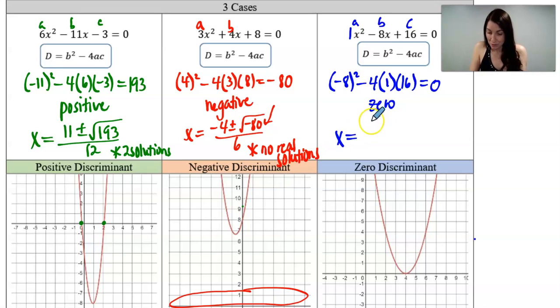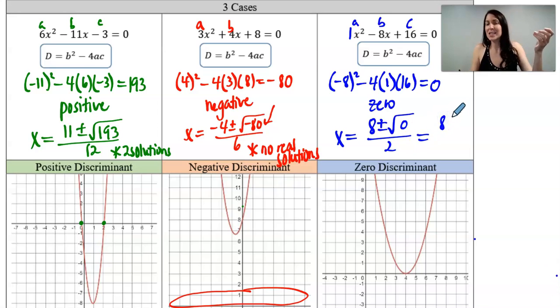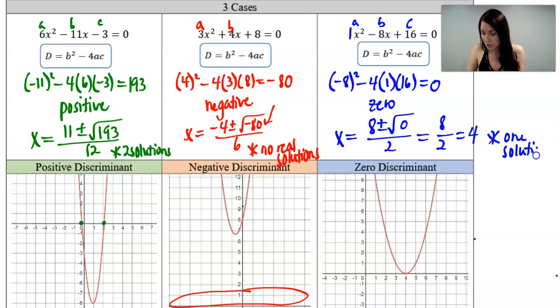Well, we would have x equals opposite of b plus or minus the square root of my discriminant all over 2 times a. Well, the square root of 0 is just 0. And whether I have 8 and I add 0 or subtract 0, I still have 0. So I'd have a solution of 8 over 2 or 4. Notice that when the discriminant is 0, you only have one real solution. And what would that look like on a graph? Well, we would have one x-intercept at that solution.